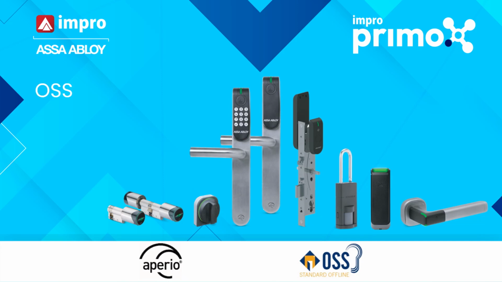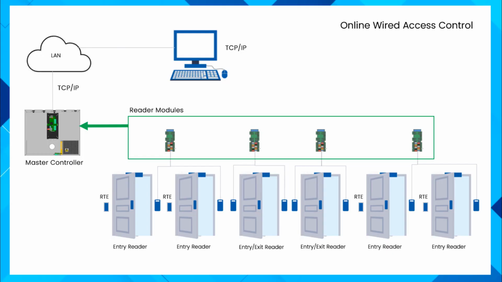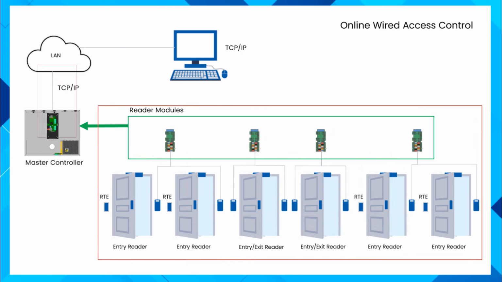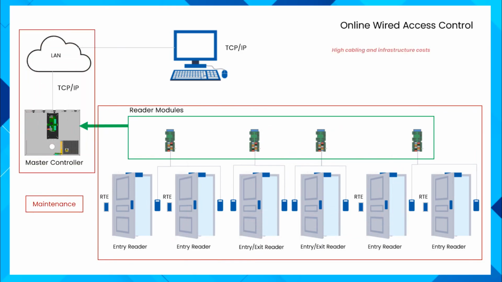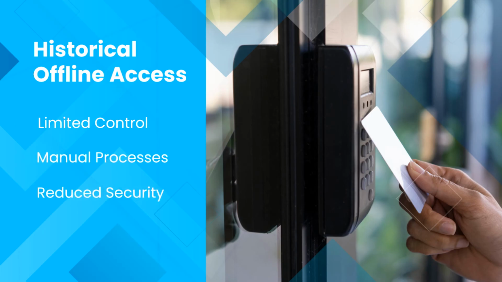OSS Standard Offline Integration with Primo refers to fully offline Aperio locks that never connect to a controller or network and rely on card-based data exchange for both access rules and audit trail uploads. With online wired access control systems, cabling, connectivity, and maintenance drive up cost and complexity, especially across distributed sites. Historical offline access meant limited control, manual processes, reduced security.